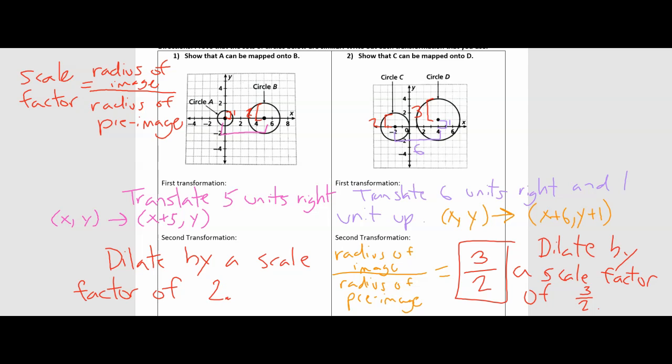Okay, that's going to wrap up our discussion of how to prove that circles are similar. Hopefully we've seen that regardless of whatever circles we are given, we could always prove them similar using this method, using a series of transformations where the first one is a translation, where we map the centers together, and then we dilate the circle by a certain scale factor.